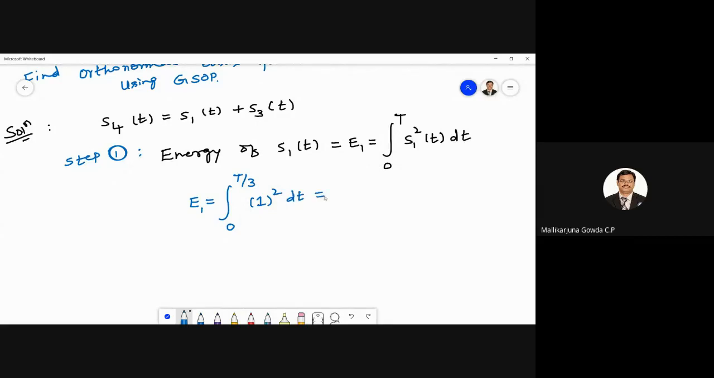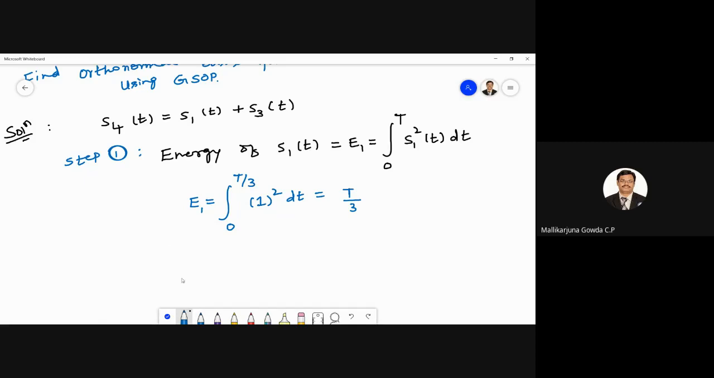So which is equal to what I can write? 1 squared is 1 only, right? So upper limit minus lower limit. Can I write it is T by 3? E1 is equal to T by 3. So E1, the energy of the signal S1 of t, I get as T by 3, right?